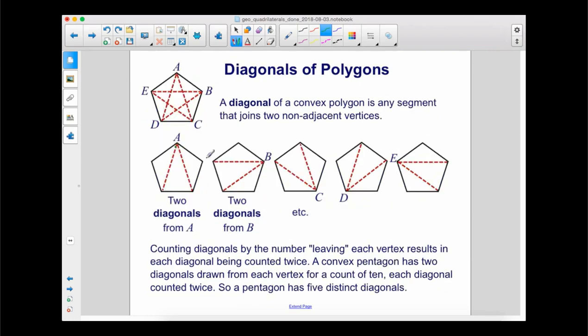Here we have a pentagon. Counting diagonals by the number leaving each vertex results in each diagonal being counted twice. A convex pentagon, 5 sides, has two diagonals drawn from each vertex, so here and here, there and there, and so on. So there's 10 when you count them this way from each vertex. Therefore, a pentagon has 5 distinct diagonals, because if you count from the number leaving, you get twice as many as there actually are. So here we have 1 diagonal, 2 diagonals, 3, 4, and 5. So a pentagon has 5 diagonals.